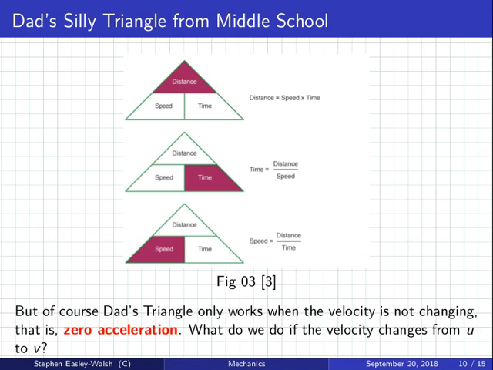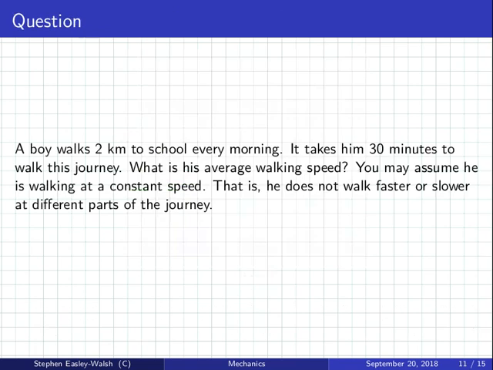Okay. Continue. Right. I want you to use the triangle to answer this question. A boy walks 2 kilometers to school every morning. It takes him 30 minutes to walk this journey. What is his speed? And you can assume it's constant. That is, he doesn't walk faster or slower. He walks at a constant speed. So, using Dad's silly triangle, what is his speed? I would like it in meters per second.